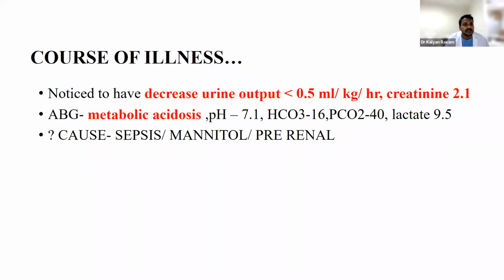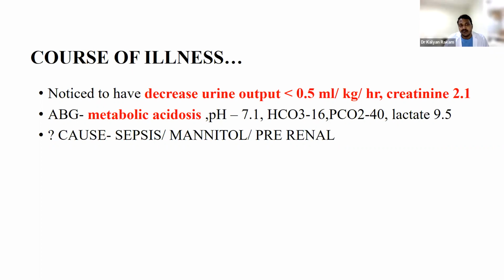So as the course of illness progresses, we now notice a decrease in the urine output of the patient. Initially, the urine output was good, but there is a sudden drop in urine output. It is less than 0.5 ml per kg per hour, and the creatinine is also rising. It is 2.1 now. And the ABG showed metabolic acidosis with a pH of 7.1, bicarb 16, PCO2 40, and lactate 9.5, quite high.